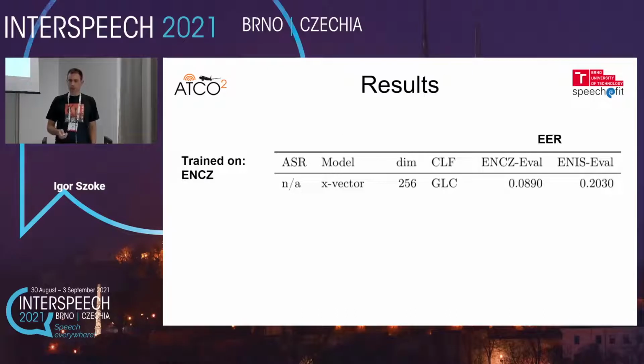How does it work? Well, it works quite nice. We achieved on the in-domain data, so the classifier was trained on the English-Czech pair, 9% equal error rate. And for the out-of-domain data, so the English-Icelandic language pair, this data was not in the classifier training, we achieved about 20% equal error rate.